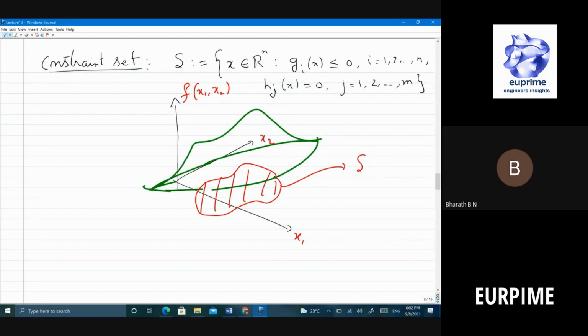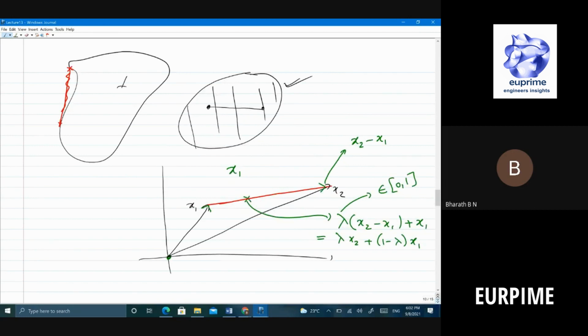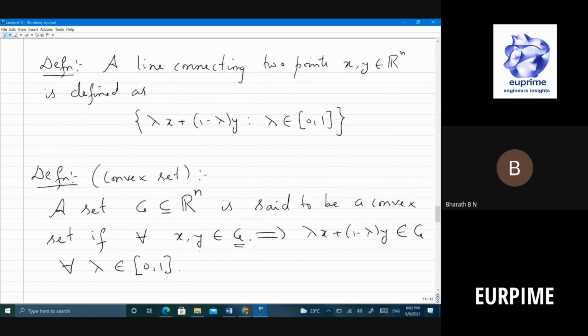And then we looked at the constraint set, and we started studying it. We looked at a specific form of constraint set, which is called a convex set. We say that a set is convex if you take any two points and draw a line between them, all the points on the line should belong to the set. This is the formal definition of a convex set.